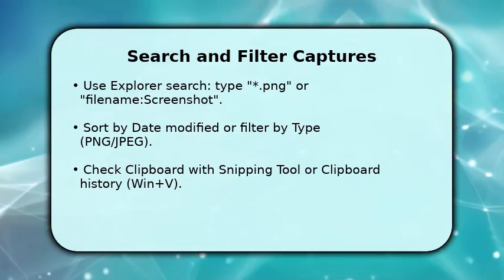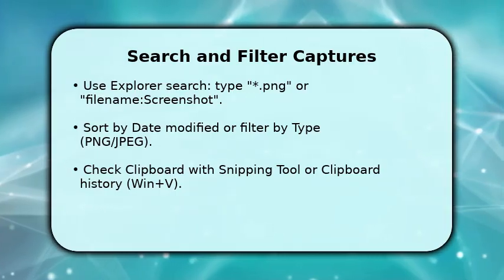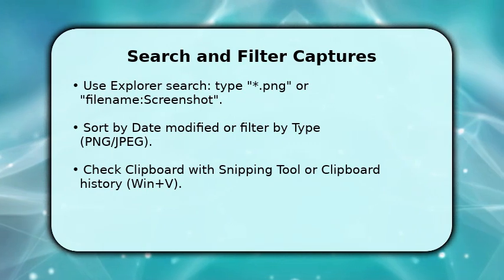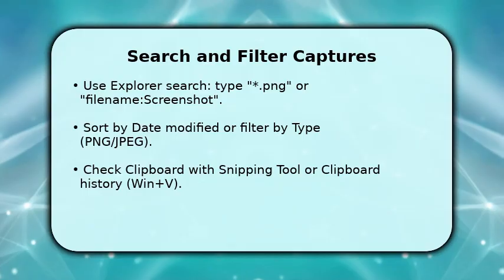Also check the clipboard if you copied instead of saving. Open Snipping Tool or press Windows V for clipboard history, so you can paste and save uncaptured clipboard images.